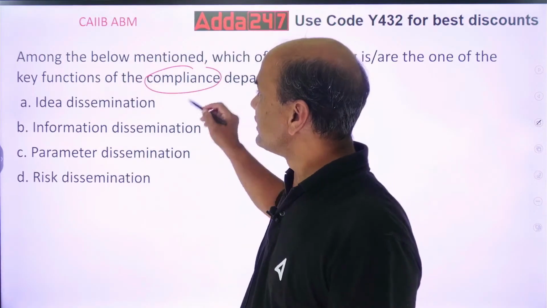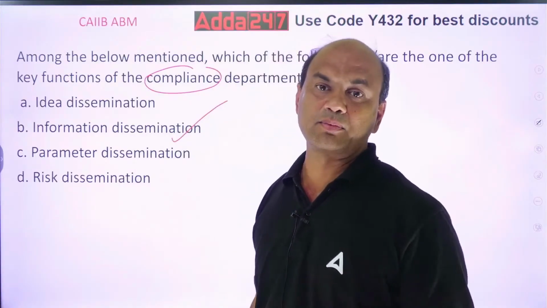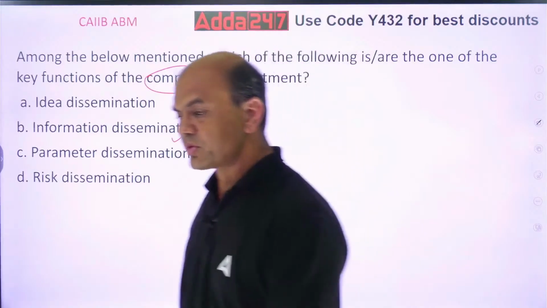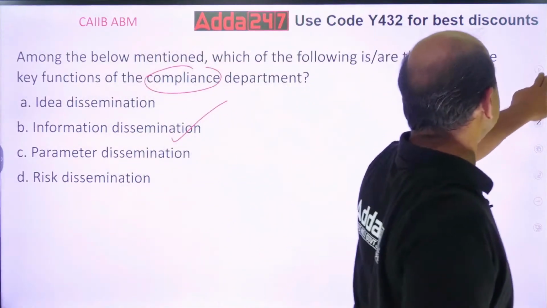Always remember, compliance has to do the information dissemination. Their main job role is information. They will have to distribute the information in all of the departments, so that all are on the same page. That is very important. All of the departments should be on the same page. Got it? Information dissemination is the main role of any compliance department. Okay? Next one.